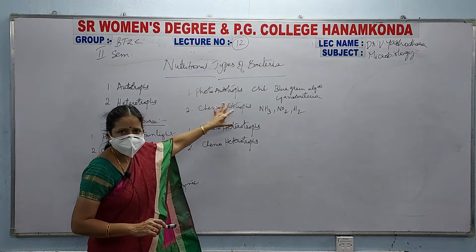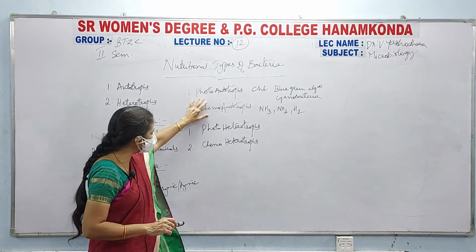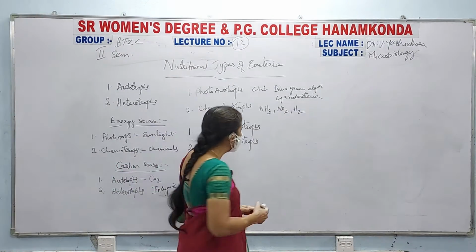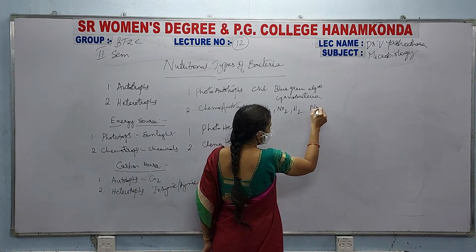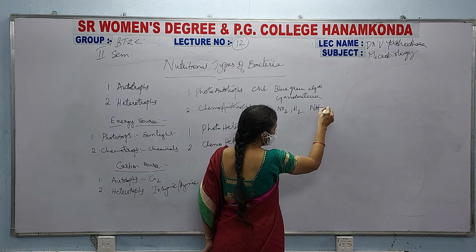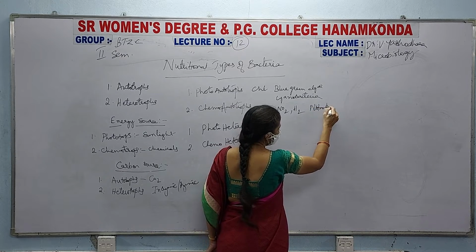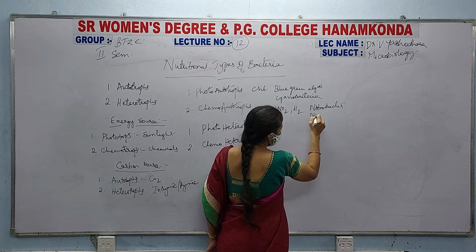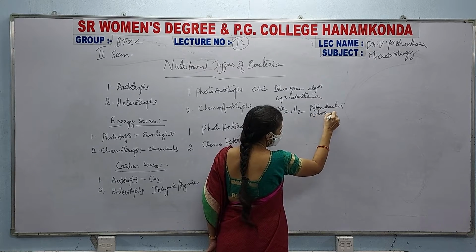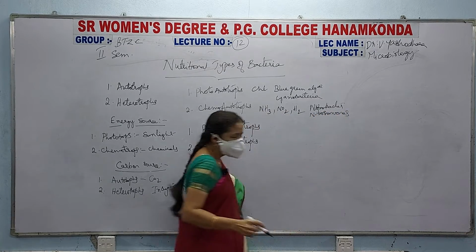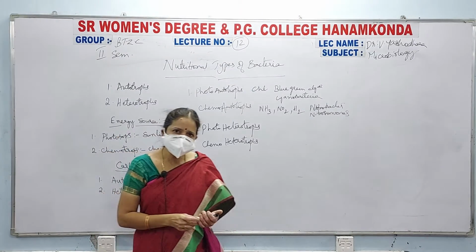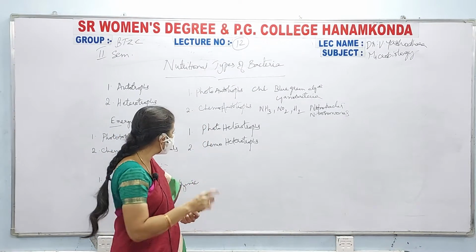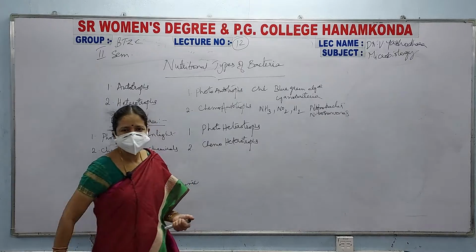This is about the chemoautotrophs. Examples are Nitrosomonas and Nitrobacter. Nitrobacter and Nitrosomonas are the best examples of chemoautotrophs.